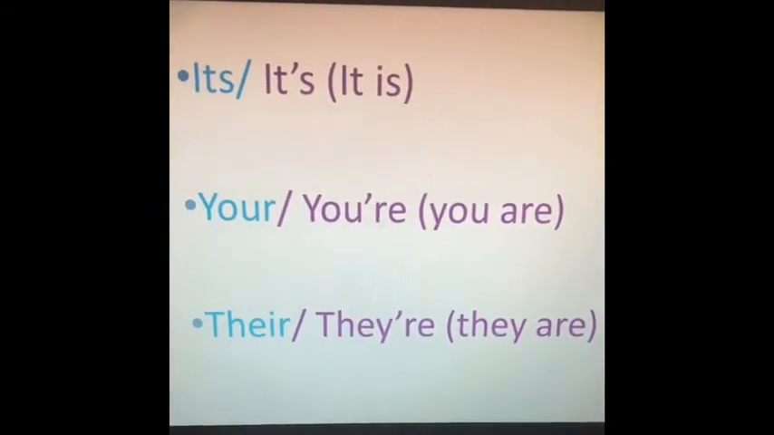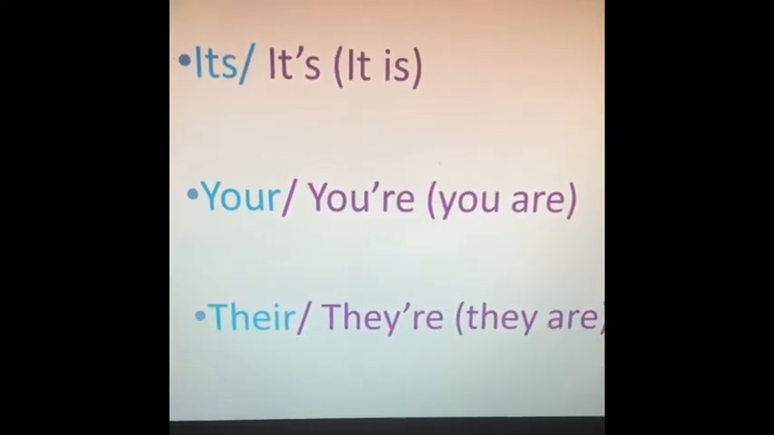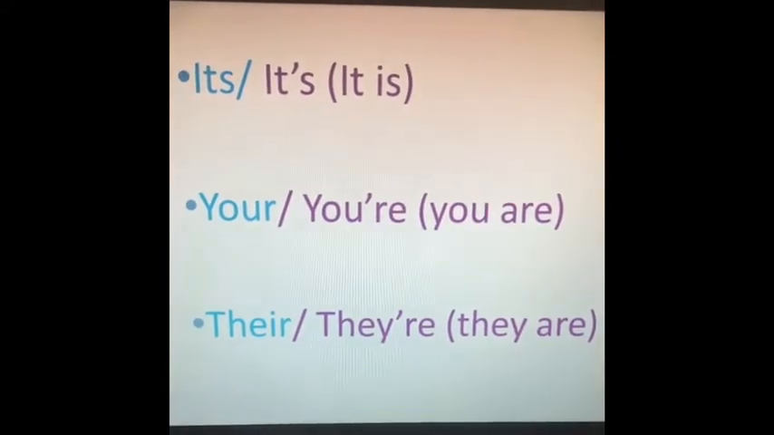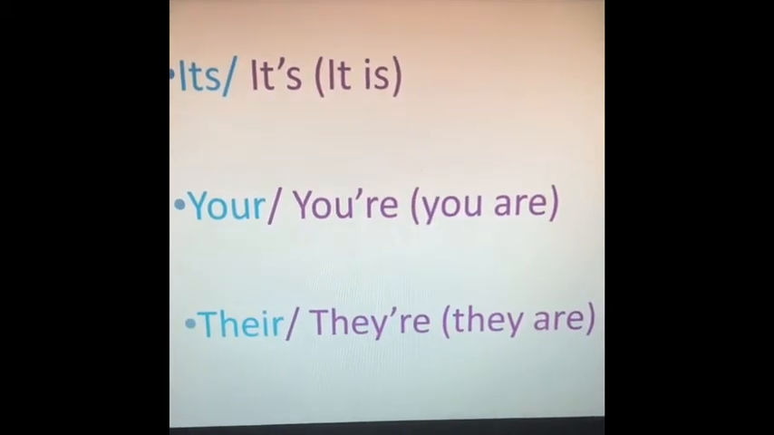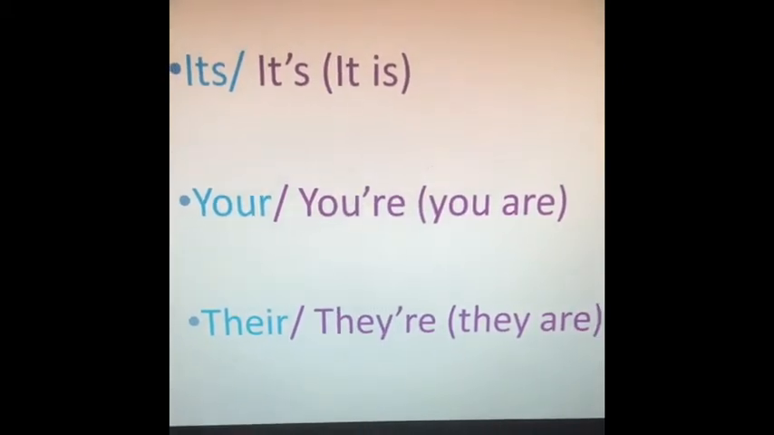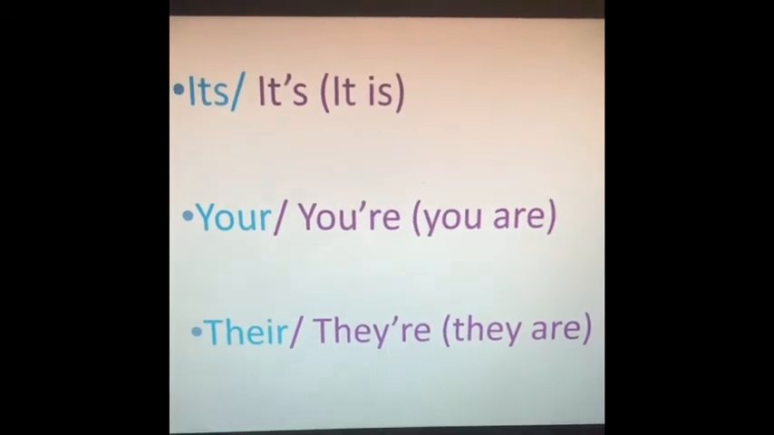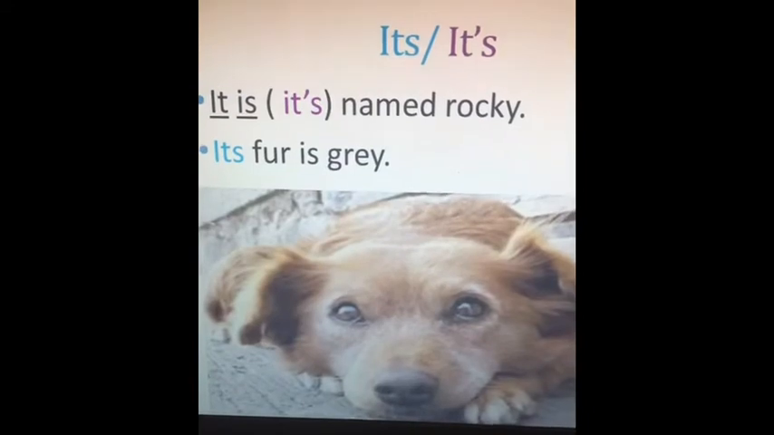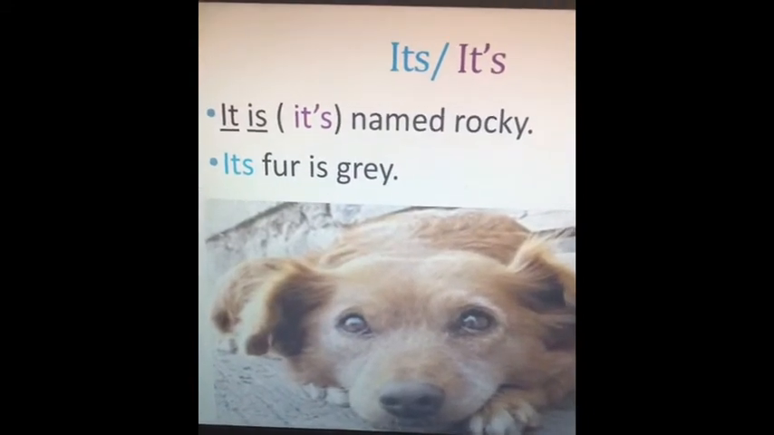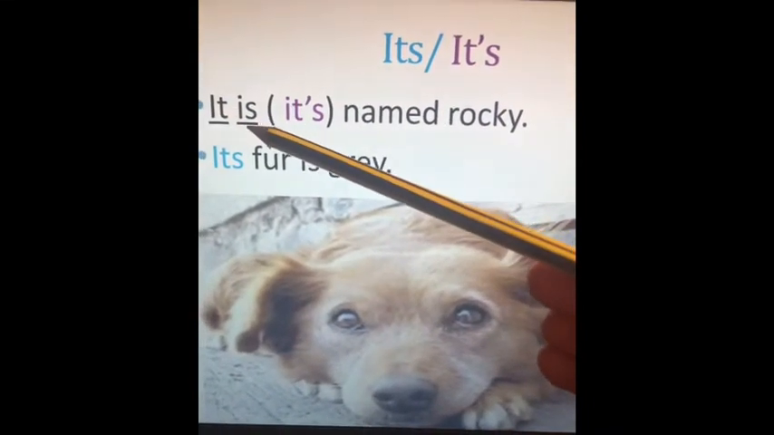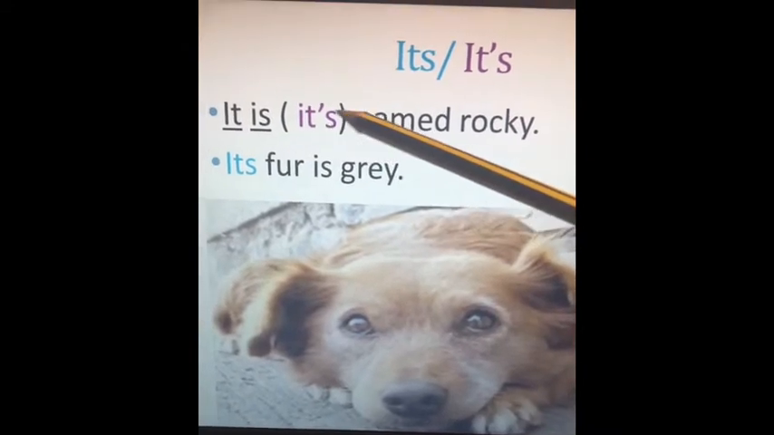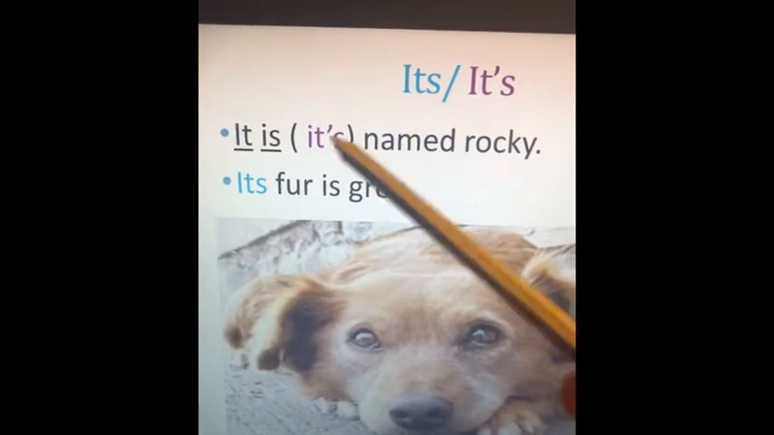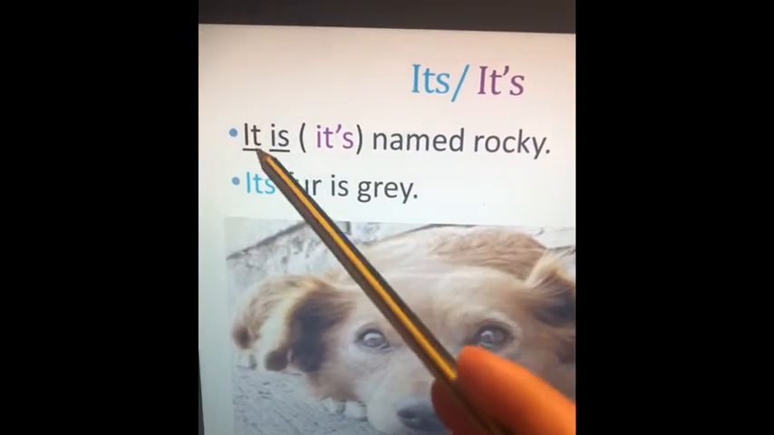Okay, so when you find the apostrophe, you remember that we are not talking about something that somebody has. No, instead we are talking about this somebody, himself or itself or herself. Okay, now let's see some examples. It's named Rocky. Look at it's here. What did we do? First of all, it's a contraction of it is.